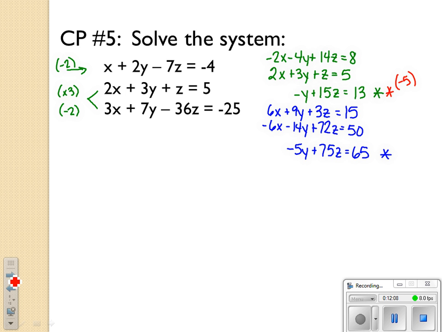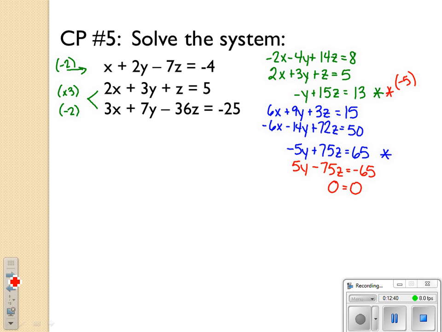Okay, so negative 5 times negative y is positive 5y. Negative 5 times 15 is negative 75z. And negative 5 times 13 is negative 65. Well, what's going to happen when we combine these? Everything's going to drop away. We're going to get the statement 0 equals 0. So I know I have an infinite number of solutions. All of my variables just dropped away and I have a true statement.